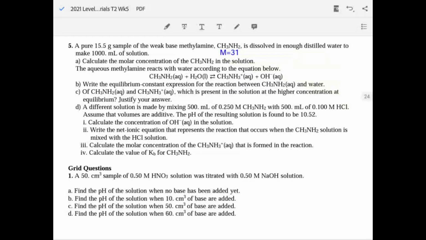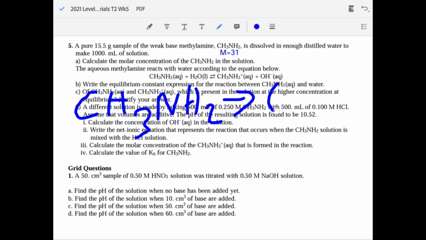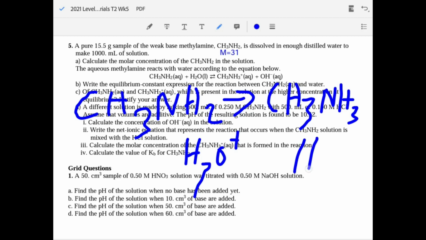Number 5. A pure 15.5 gram sample of the weak base methylamine. So weak base, so dissociation is CH3NH2 to give CH3NH3 plus and OH minus, with H2O, and this is Kb, because it's dissociating. Right.